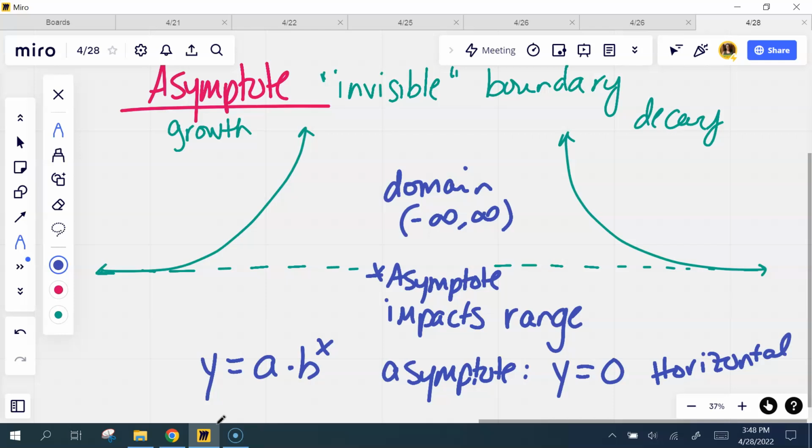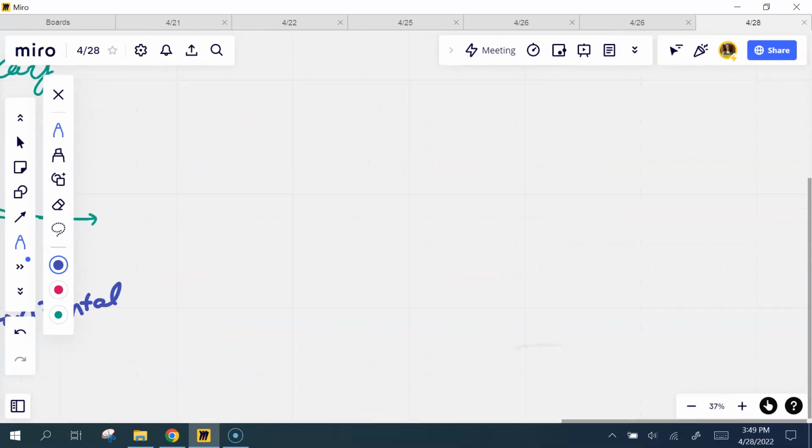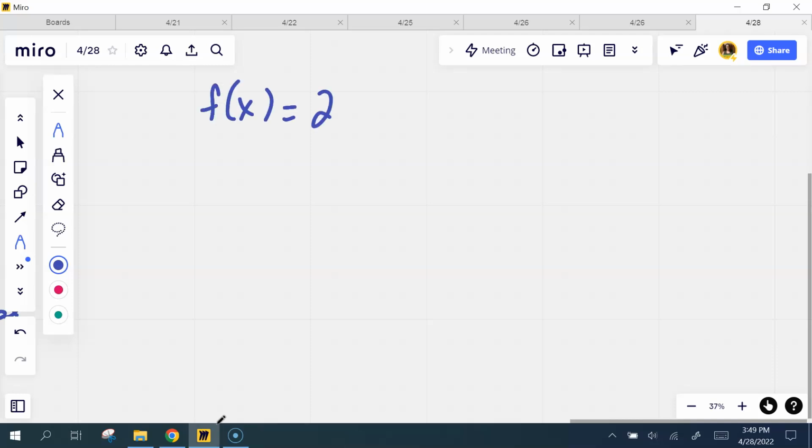So let's do a couple of graphing. Let me walk you through how I think the easiest way to graph these would be. And then we'll move on to some transformation types here. So the first one on your packet here is f of x equals 2 to the x.